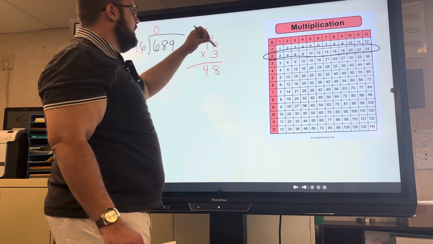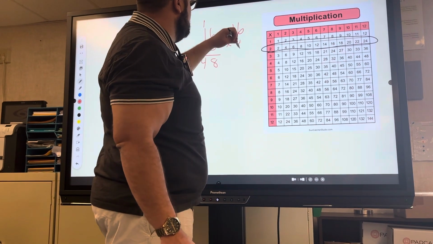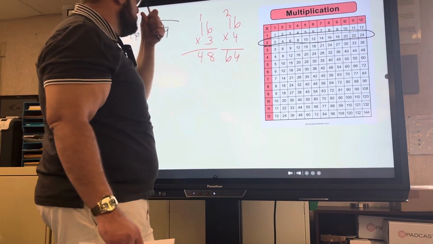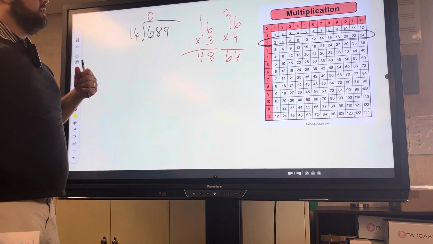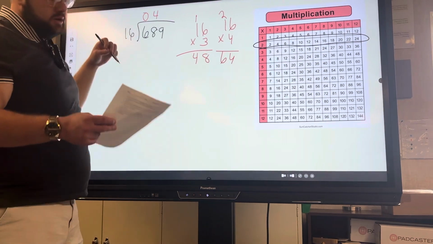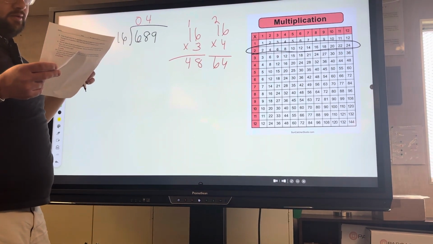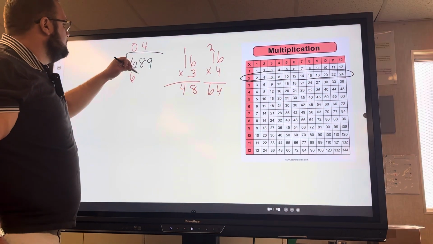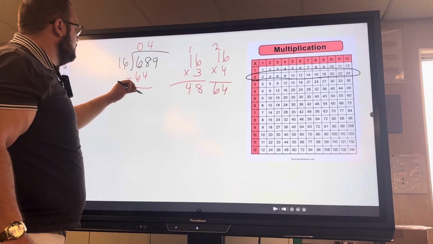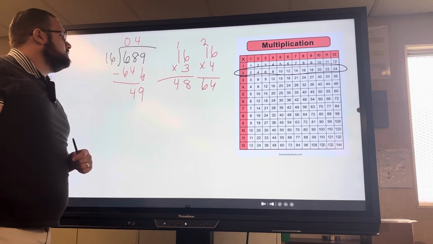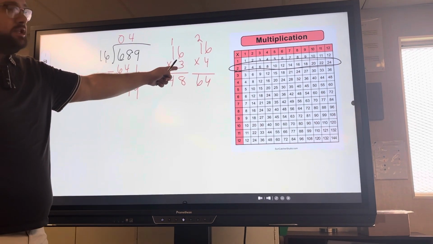It might go in there one more time. Let me check. 16 times 4. I think it's 2. Oh yeah, it goes in there 4 times. 6 times 4 is 24. 4 times 1 is 4 plus 2 is 6. So it goes in there 4 times. Yeah. I think I multiplied it. Okay. 68 minus 64 is 4. Bring down the 9. And 16 goes into 49 3 times because I just solved it right there.